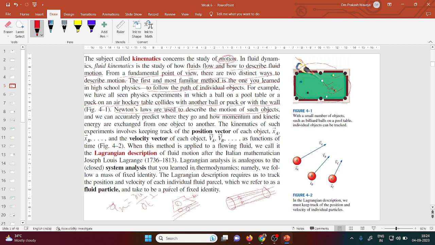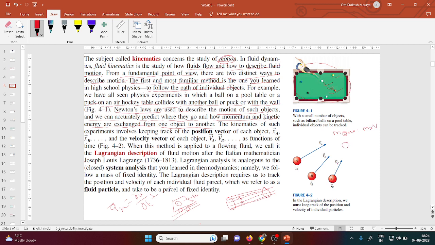Let's see ahead, and we can accurately predict where they go and how momentum and kinetic energy are exchanged from one object to another. Here the momentum and kinetic energy exchange means what? Let me explain. You know the momentum equation. What is momentum? Momentum is equal to mass into velocity.